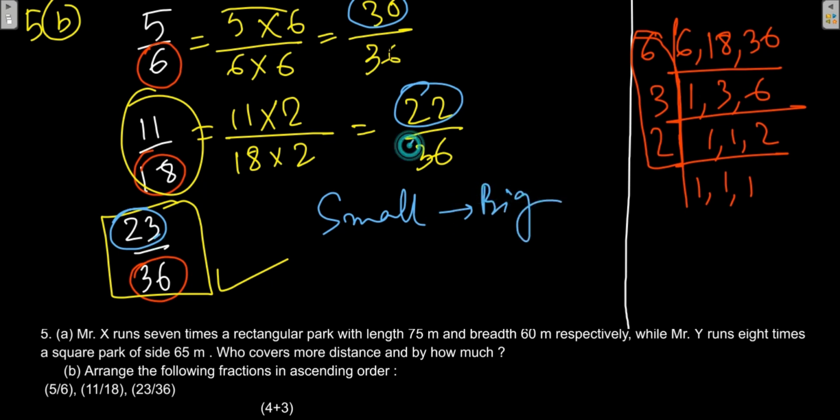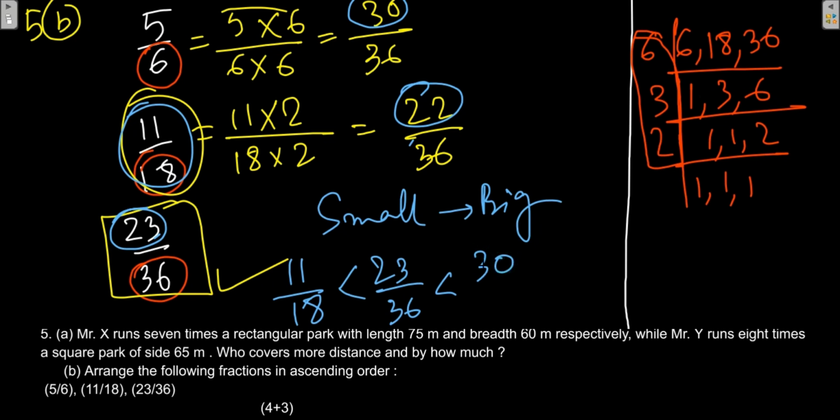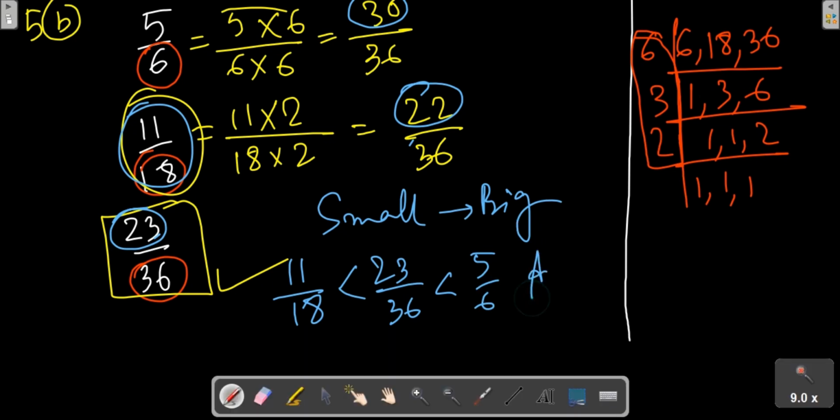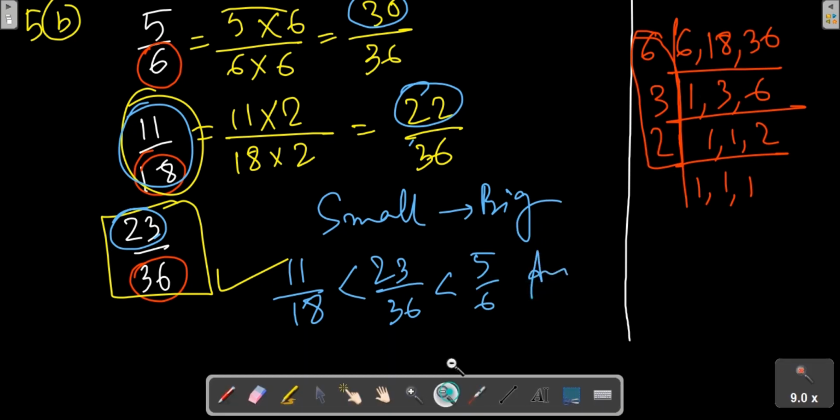So which is the smallest among these numerators? 22. So what is the actual fraction? It is 11 by 18. This is the smallest. Then the next smaller is 23, so 23 by 36. And the last one is the biggest number, that is 30 by 36, which means the actual fraction was 5 by 6. So this would be the answer of the last question.